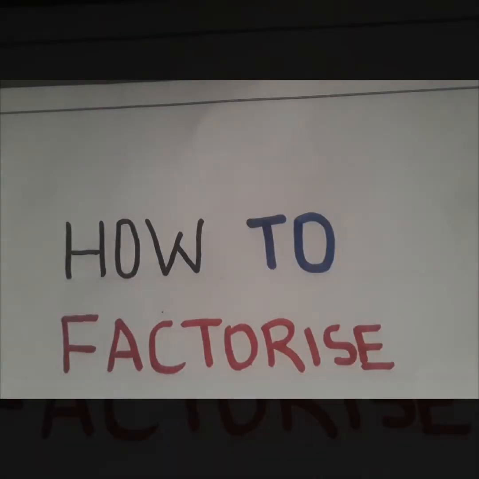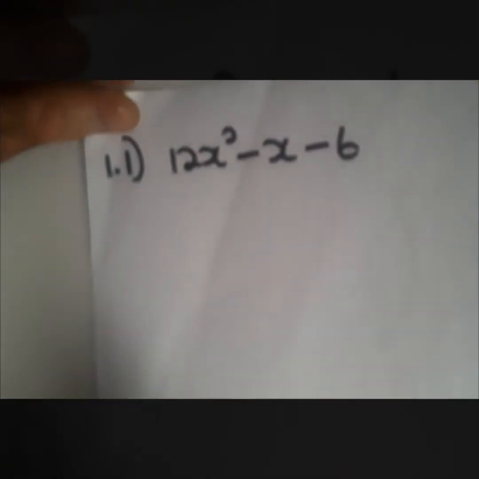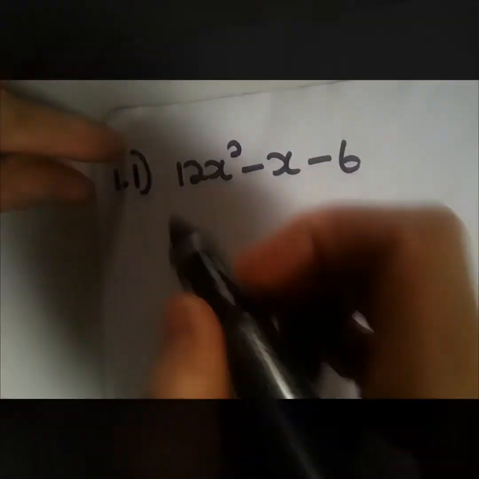Let's move on. Under the same subject, how to factorize, I have another question paper in front of me. We'll do question 1 again. We have 1.1, 12x squared minus x minus 6. Again, this is a trinomial. We have 3 terms, and we are asked to factorize.